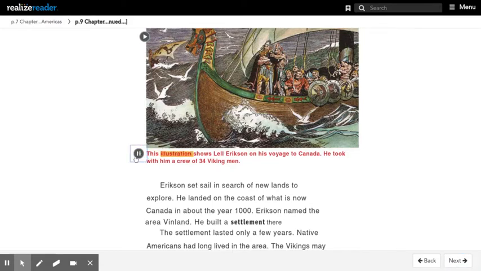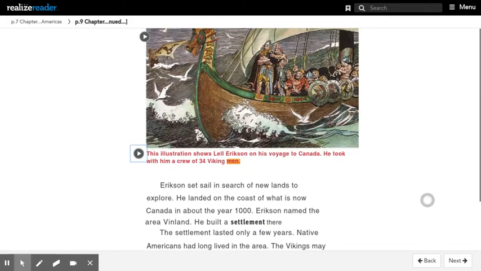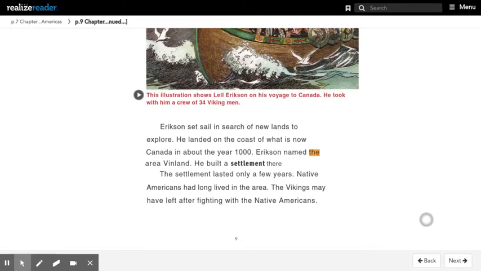This illustration shows Leif Erikson on his voyage to Canada. He took with him a crew of 34 Viking men. Erikson set sail in search of new lands to explore. He landed on the coast of what is now Canada in about the year 1000. Erikson named the area Vinland. He built a settlement there. The settlement lasted only a few years. Native Americans had long lived in the area. The Vikings may have left after fighting with the Native Americans.